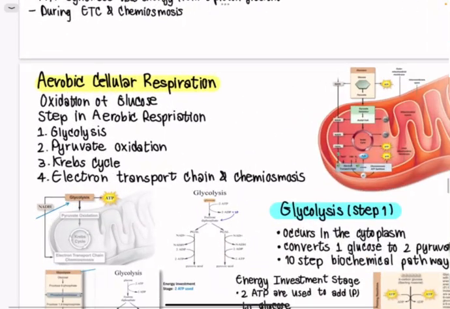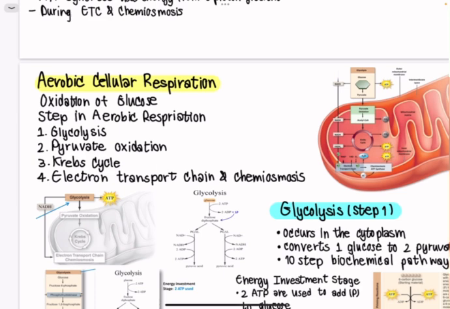Aerobic cellular respiration. Oxidation of glucose. Steps in aerobic respiration. First, glycolysis. Second, pyruvate oxidation. Third, Krebs cycle. And fourth, electron transport chain and chemiosmosis. It occurs in this order.